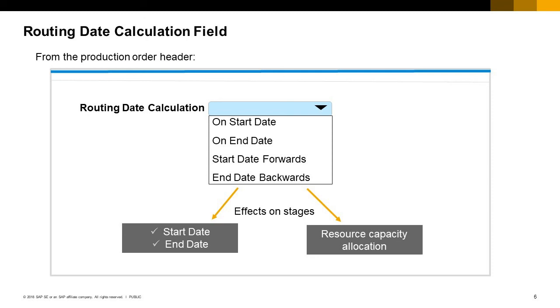OC Wood Trend manage resource capacity to make sure a given resource is available during production and to be able to plan production ahead. There are 4 methods of routing date calculation: on start date, on end date, start date forwards, and end date forwards. Let us examine them in the next slide.